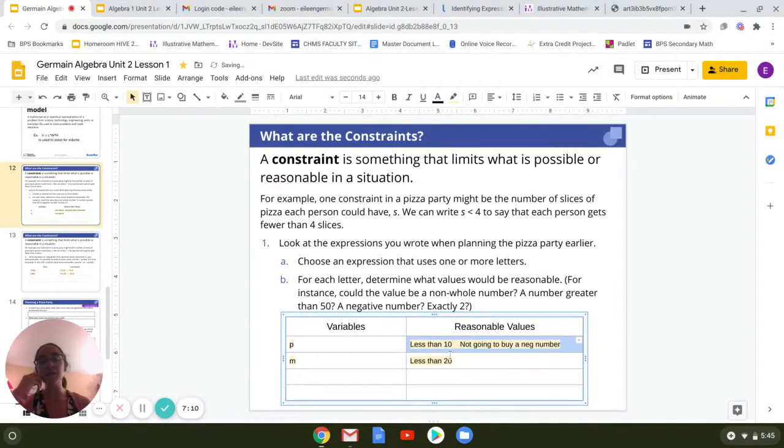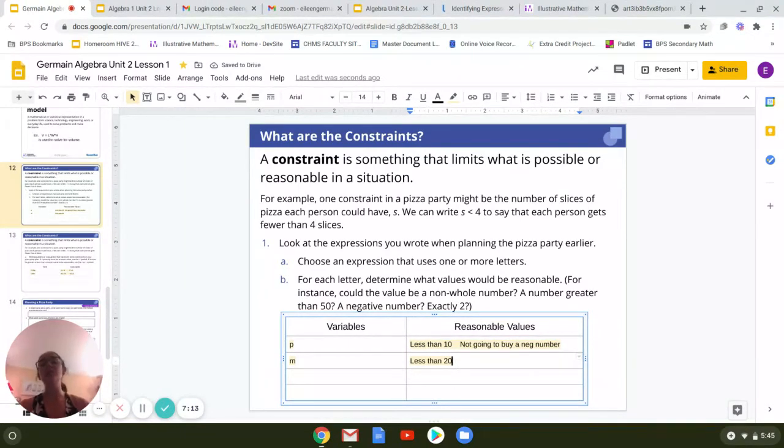If you're looking at M, the number of mozzarella sticks, you're going to think about it in two ways. First, you're not going to buy more than 20 orders of mozzarella sticks. I know it's kind of crazy to say we could buy 20 orders, but we could, and we could all get our own order because Mr. Main does not want to share. So we're buying no more than 20 orders, or fewer than 20. And we're also not buying a negative number.